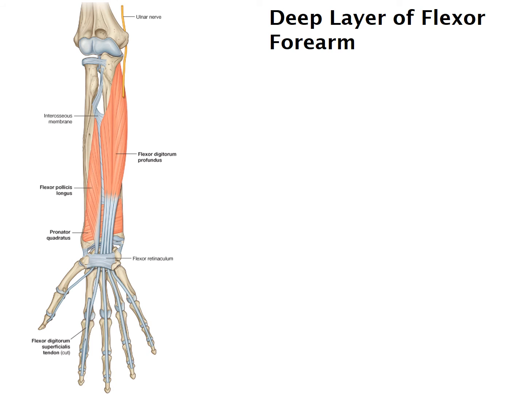Lastly, the pronator quadratus muscle is the deepest muscle of the flexor compartment. It looks like a bracelet cuff surrounding the distal forearm. Notice the orientation of its muscle fibers. They run horizontally in comparison to the vertical orientation of the other muscles. In addition to pronating the forearm, the pronator quadratus also helps to hold the radius and ulna in contact with one another at the distal radial-ulnar joint.